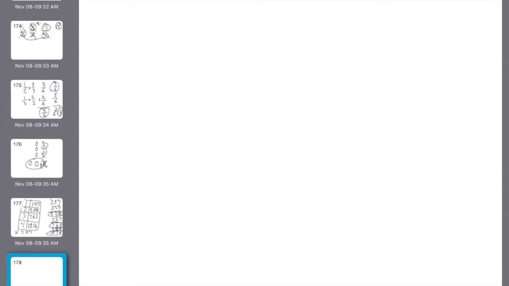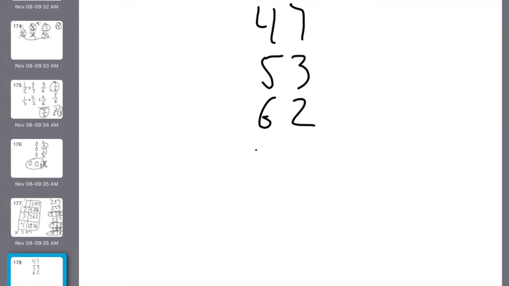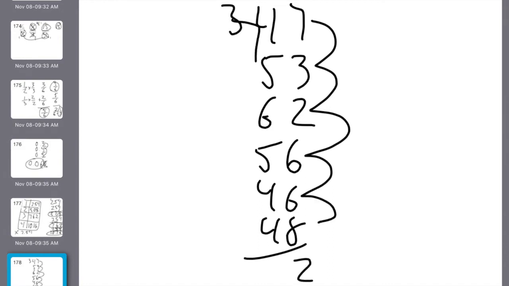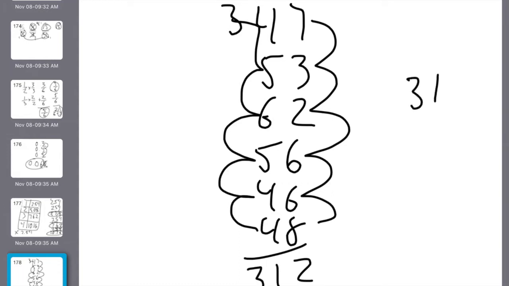Number 2 says, during the 6 months of the year, the car dealership sold all those cars. What was the average number of cars for the first 6 months? So guys, we got to add them all together. You got 47, 53, 62, 56, a 46, and a 48. That's 10, 12, 18, 24, 32. That's 7, 12, 18, 23, 27, 31.